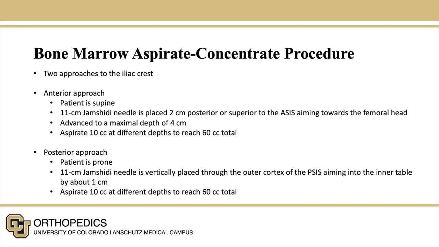The first step in this entire process is to obtain the bone marrow aspirate. There are two approaches to the iliac crest. In the anterior approach, the patient is supine and a Jamshidi needle is placed 2 centimeters posterior or superior to the ASIS at a maximal depth of 4 centimeters. A total of 60 cc's is aspirated.